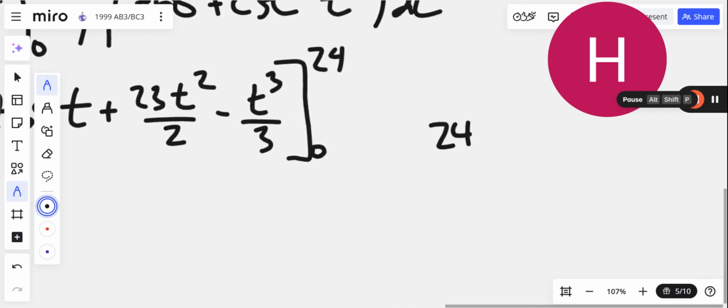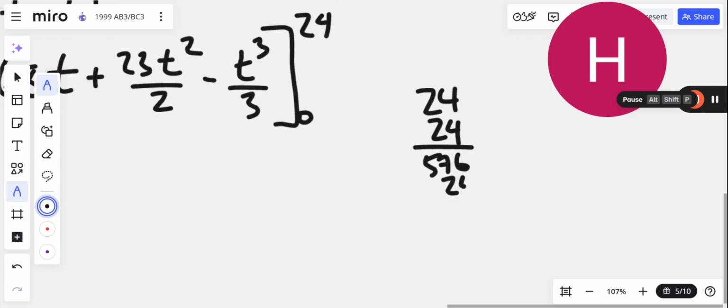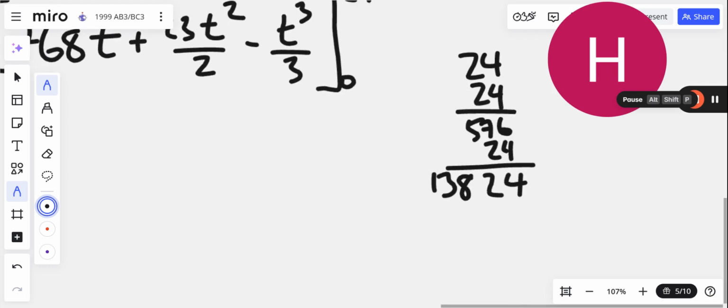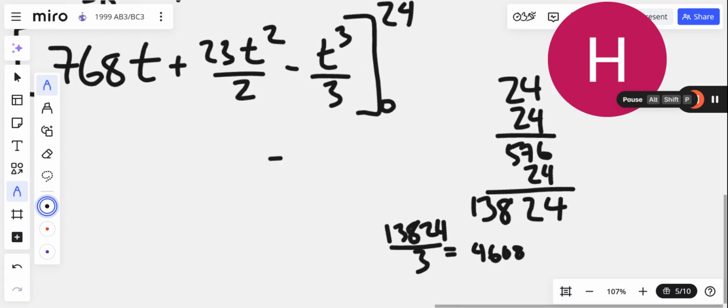24 squared, I know, is 576. Let's try to multiply that by another 24 here. Here we go. That's 13,824, and I need to divide that by 3. Serious? Okay. We're going to divide this by 3, so we're going to end up with 4608. All right, I guess this is not going so badly.